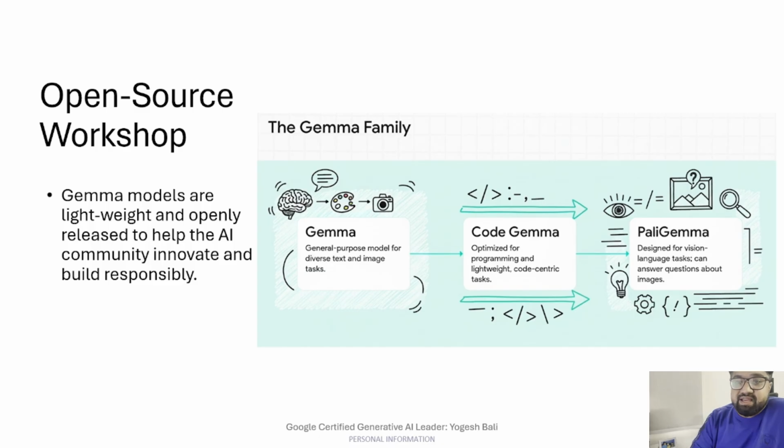Apart from these AI models, there is one open source AI model as well provided by Google, which is Gemma. Gemma is a lightweight foundational model openly released to help the AI community innovate and build responsible AI. So the Gemma family includes Gemma, which is a general purpose AI model trained on diverse data. Then there is CodeGemma, which is used for coding. It is helpful in programming. Then there is PaliGemma, which is designed for vision language tasks. For example, you upload an image, then ask questions about that image, and PaliGemma can answer easily.